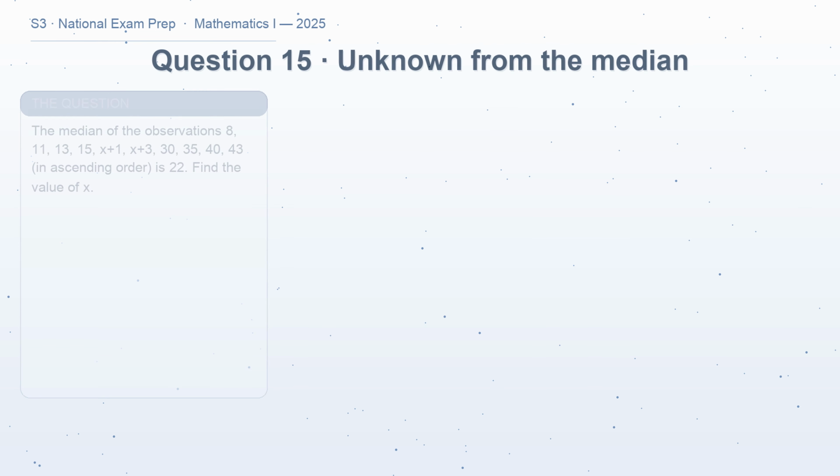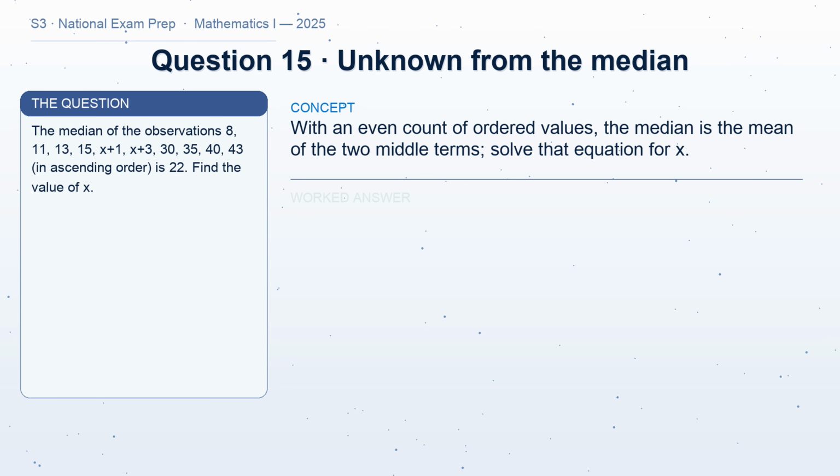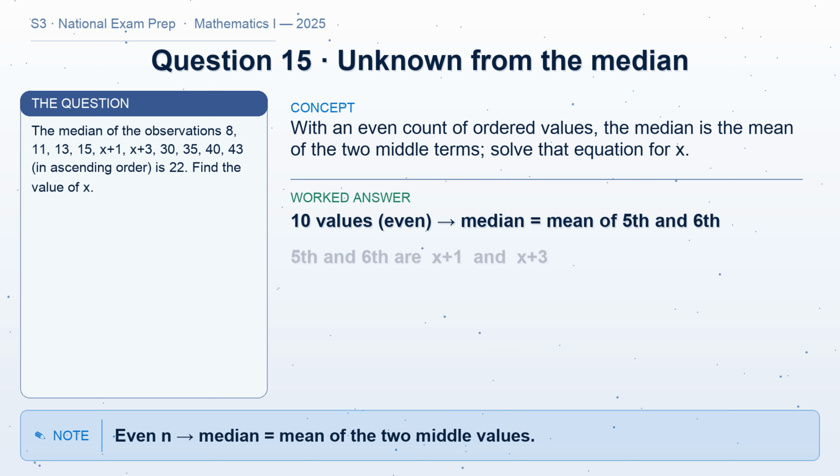Question 15. The ordered data 8, 11, 13, 15, x plus 1, x plus 3, 30, 35, 40, 43 has a median of 22. Find x. When there is an even number of values, 10 here, the median is the mean of the two middle values, the 5th and the 6th. The 5th and 6th values are x plus 1 and x plus 3.